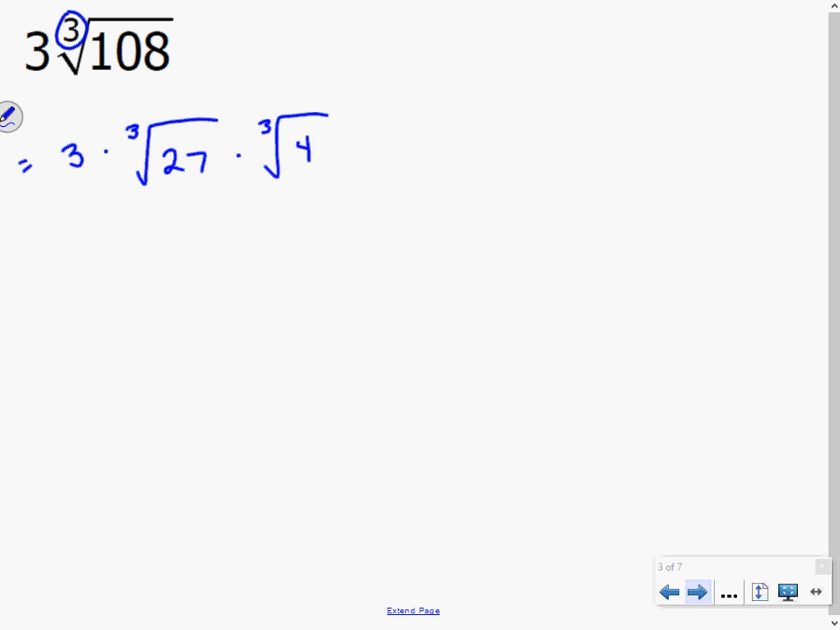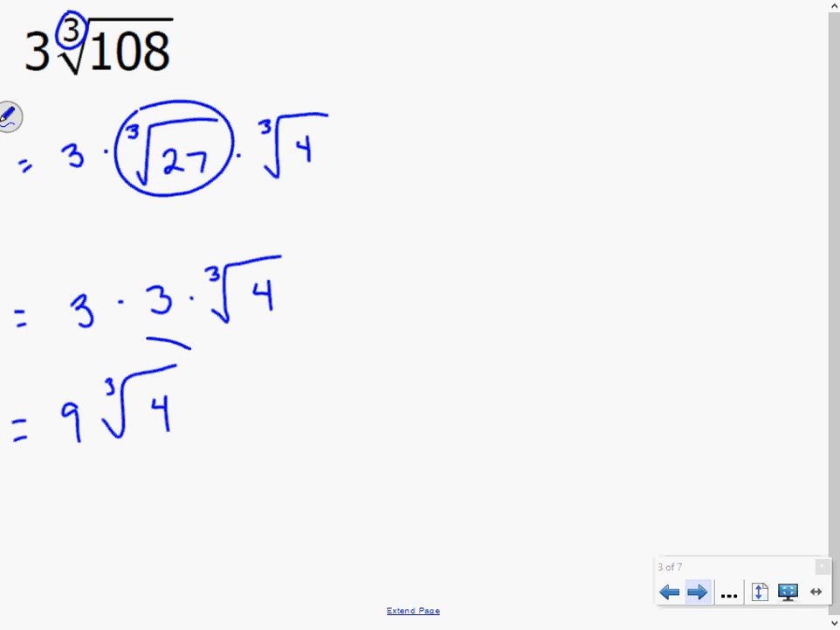And now we're just going to simplify. So the cube root of 27 is really just going to turn into 3. So I end up with 3 times the cube root of 4. So I end up with just 9 cube root 4. So it's the same process, we're just using a different set of numbers, right? We're working with perfect cube numbers because we're dealing with cube roots instead of perfect squares. Okay, we only care about the perfect squares when we're dealing with square roots.